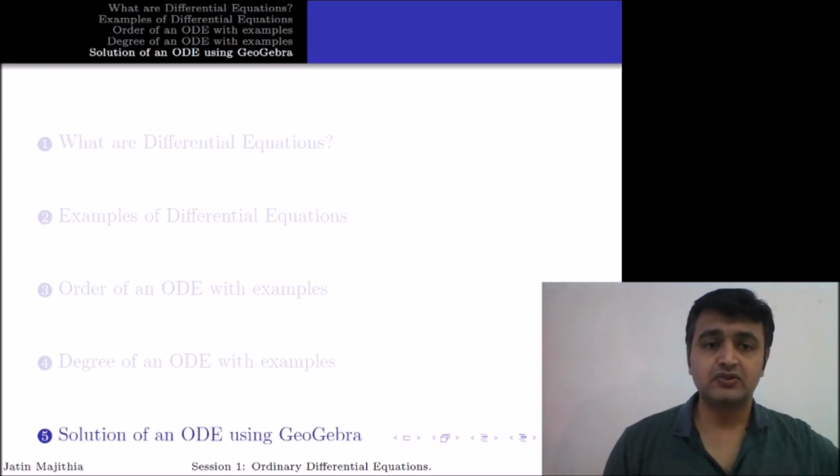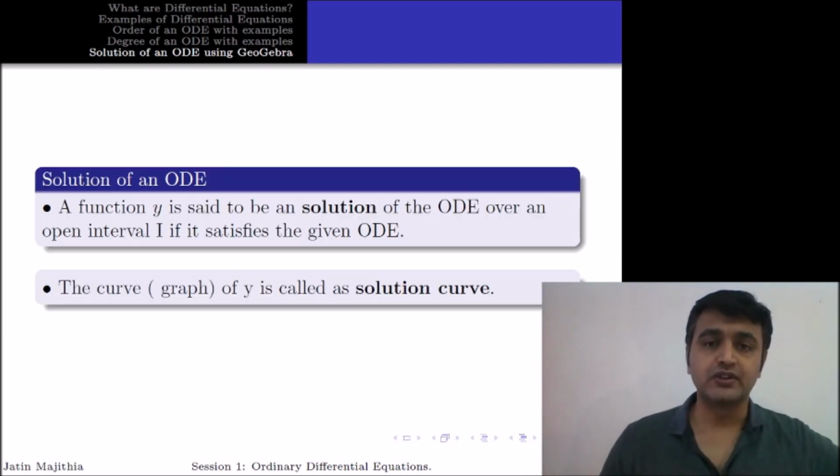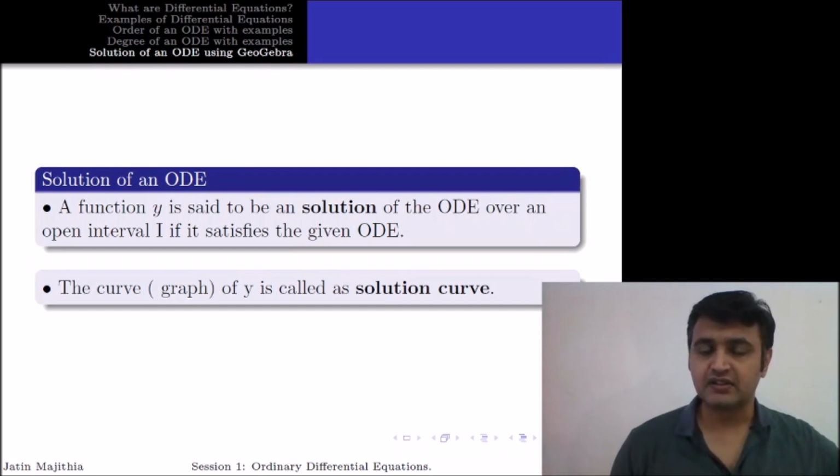So let's go to the last point, which is nothing but the solution of an ordinary differential equation. What do you mean by solution? Till now you have studied equations like x plus y equal to 4 and x plus y equal to 10. If I want to solve these equations, I simply subtract or whatever, and I will get some values of x and y. So x and y are what? They are numbers. Now here the solutions are not numbers, they are functions.